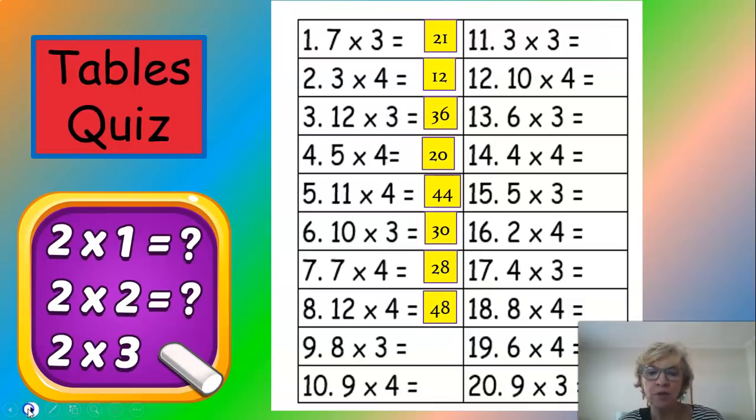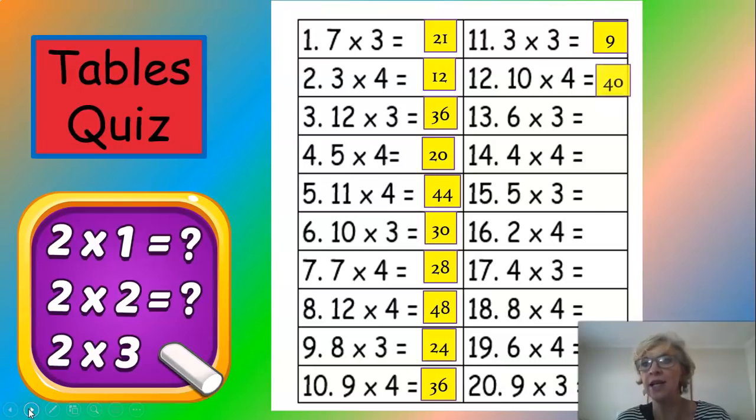12 times 4 is 48, 8 threes are 24, 9 fours are 36, and remember with the 9 times table, whenever we multiply, the two numbers in your answer added together always add up to 9. So with the answer of 36, 3 and 6 must add up to 9, otherwise you know you've made a mistake.